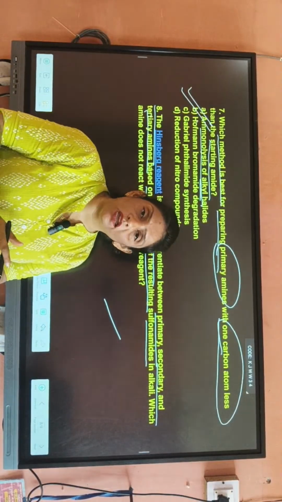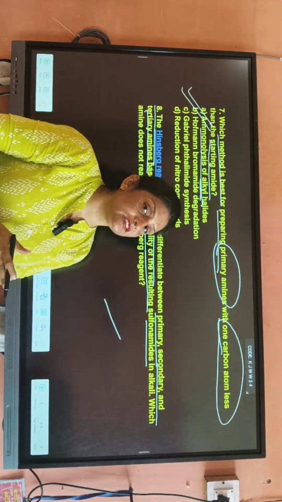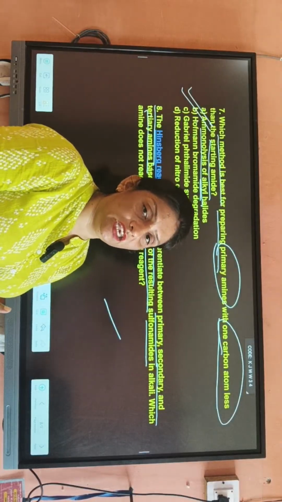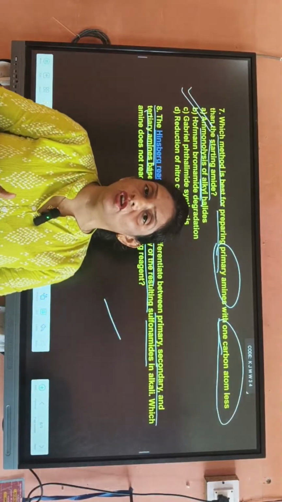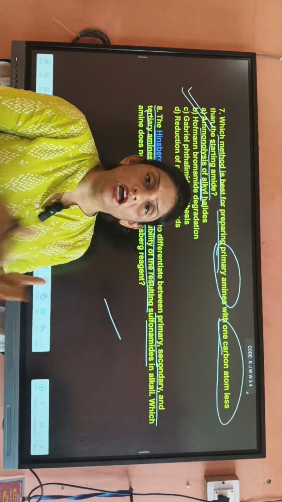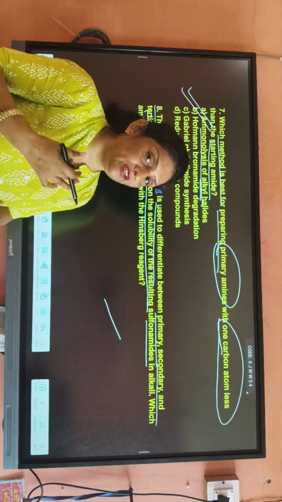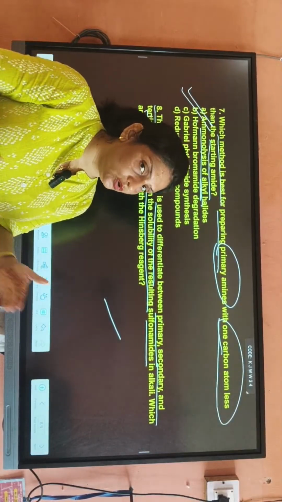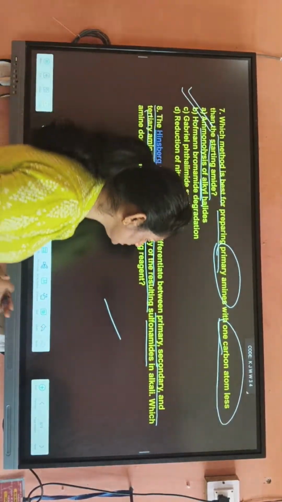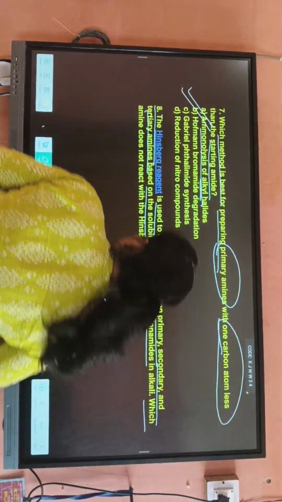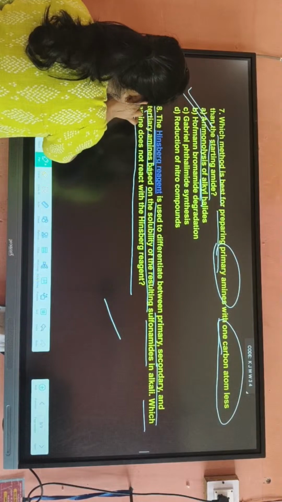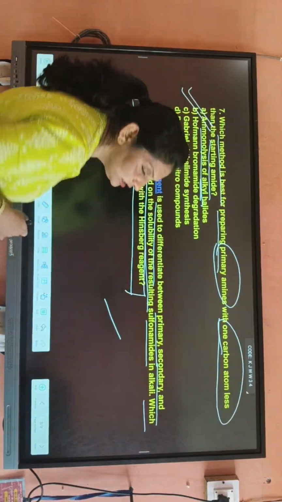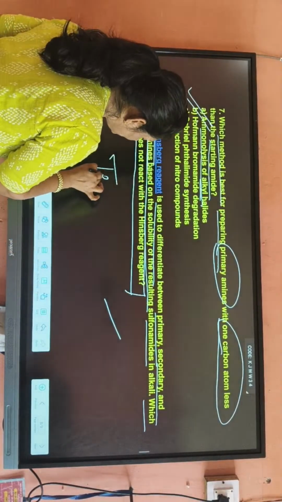If you are having primary amine, its resulting sulfonamide will dissolve in alkali. If you are having secondary amine, its resulting sulfonamide will not dissolve in alkali. And if you are having tertiary, initially it does not react with Hinsberg reagent. Which amine does not react with Hinsberg reagent? Already I told now, tertiary amine, beta.